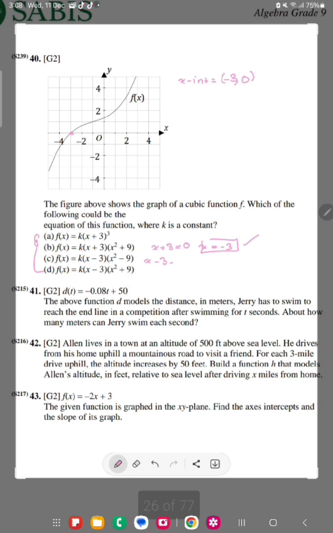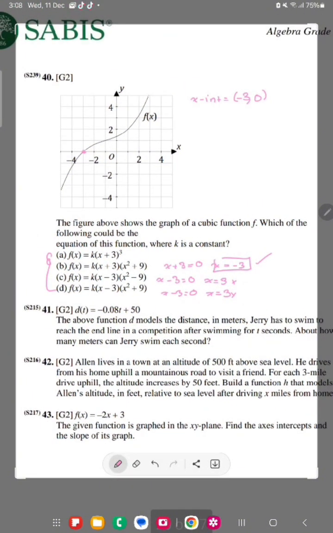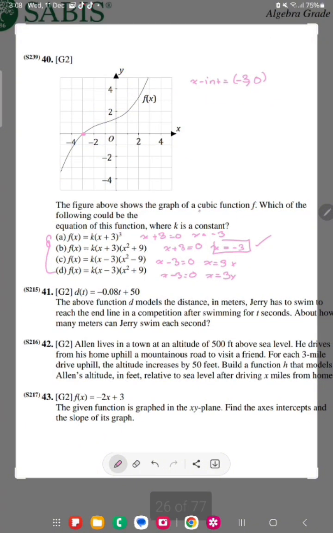X minus 3 is equal to 0, so x is equal to 3. This is wrong. Now this one, you're going to get x plus 3 equal to 0, so x is equal to negative 3. Okay, that's fine. But they want a cubic function.